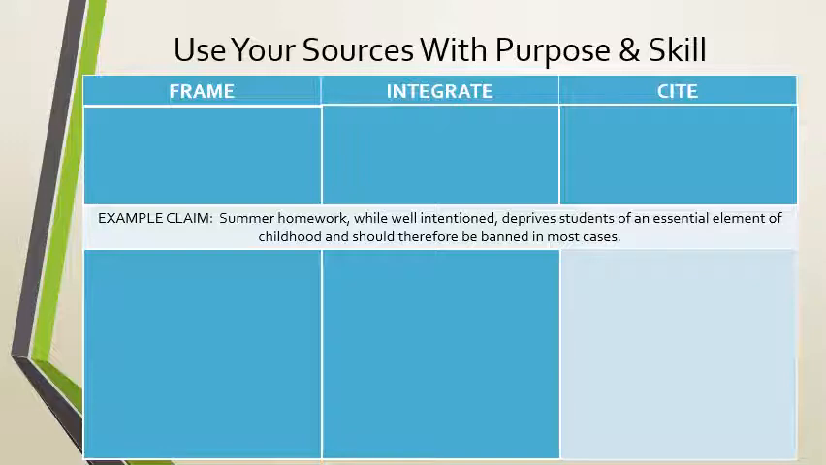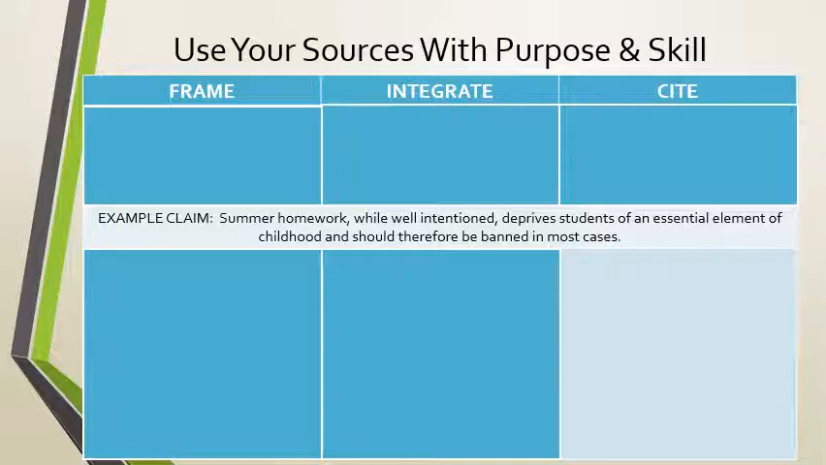And in order to do that, I'm going to need to use this example claim. So the claim that I'll be using says, summer homework, while well-intentioned, deprives students of an essential element of childhood and should therefore be banned in most cases. So this is an example of a claim that is thoughtful and relevant. It also challenges some of my perspective on the role of summer homework. So I'm trying to show an ability to take into consideration multiple sources as well as multiple viewpoints.